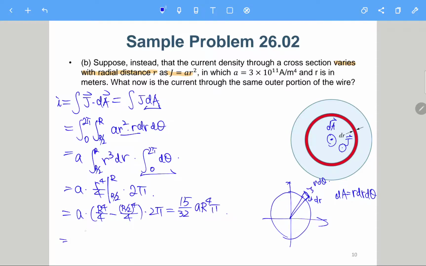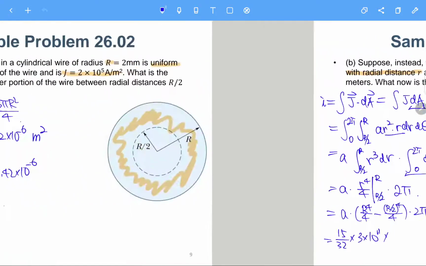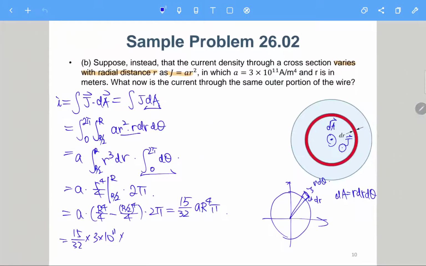So we can just substitute the value: 15 over 32 times a, which is 3 times 10 to the 11th power, and then R is the same as 2 millimeters, so 2 times 10 to the minus 3rd power, to the 4th power, and then times pi. So it is 7.1 A. Any questions?